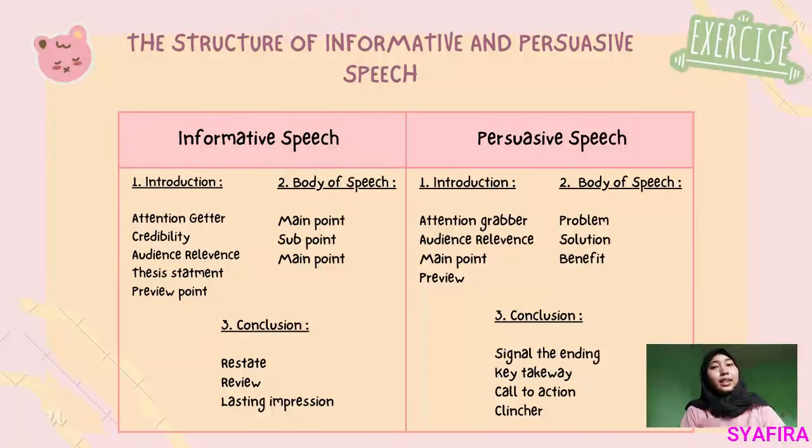Number one is signal the ending. This is the part where you use a sentence or phrase designed to show your audience that you're going to end your speech and give your conclusion. Number two is key takeaway. This is where you circle back to the thesis, that main message you have been driving through the whole speech.